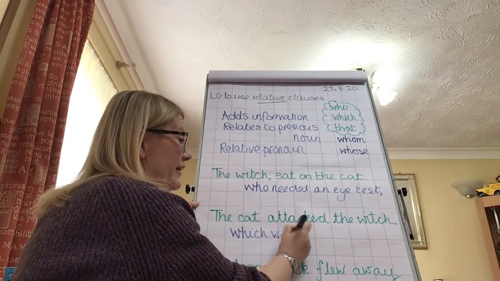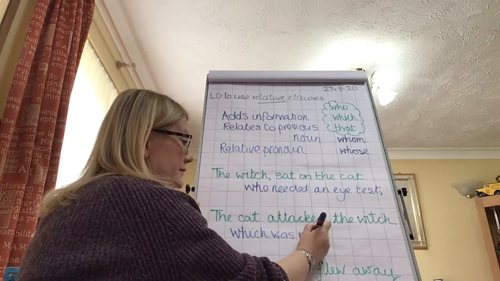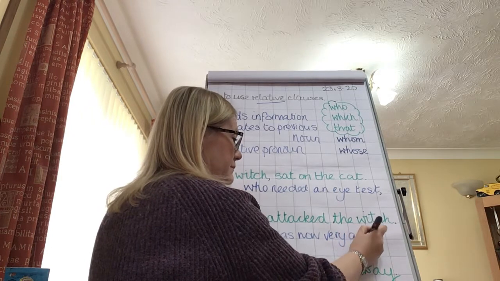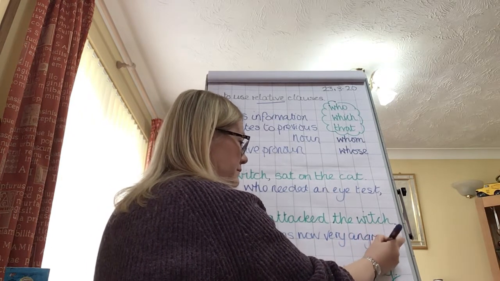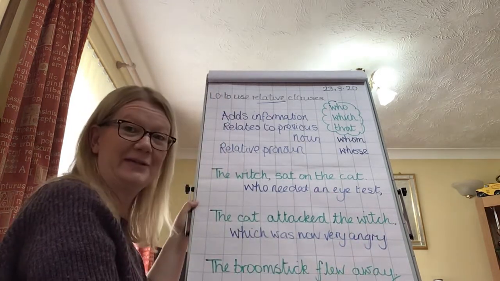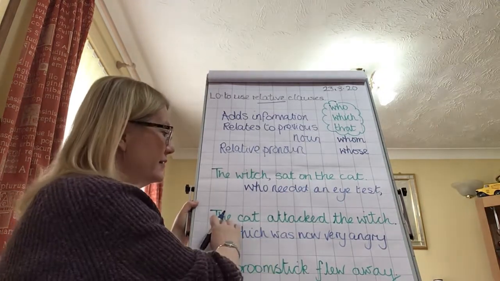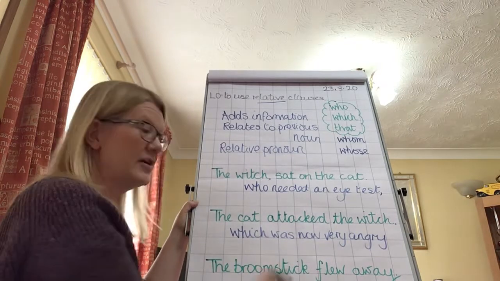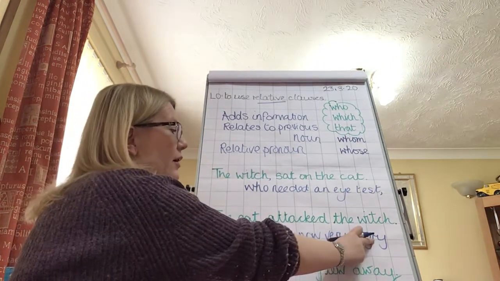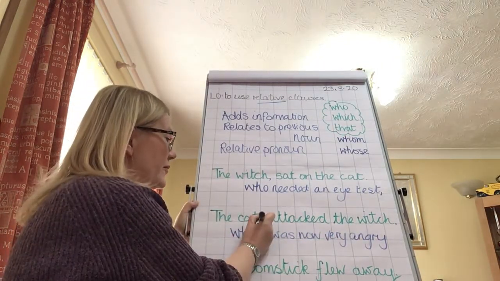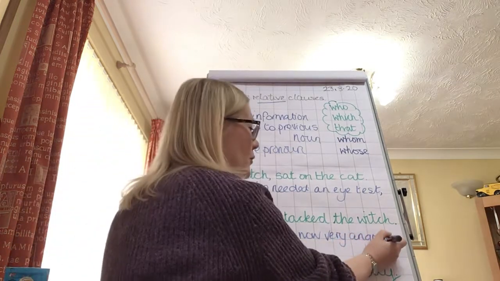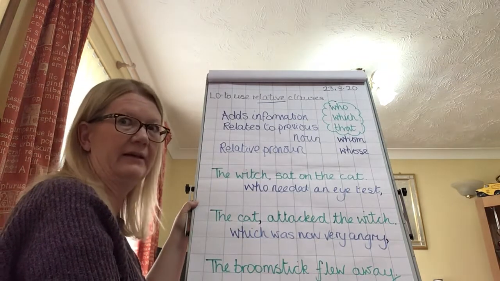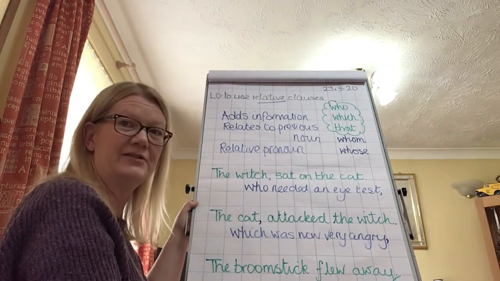The cat, which was now very angry, attacked the witch. Again, the purpose of the sentence is the cat attacked the witch. That's the main clause. So we're going to separate our relative clause with commas. So I need one after cat, one after angry. The cat, which was now very angry, attacked the witch.